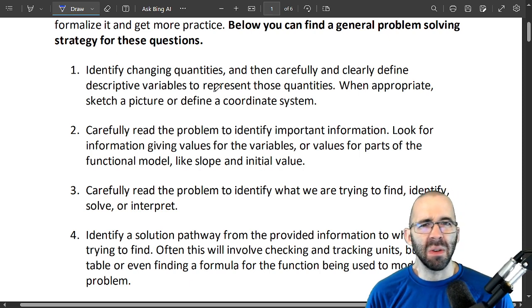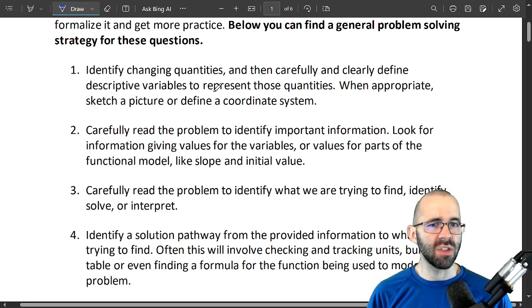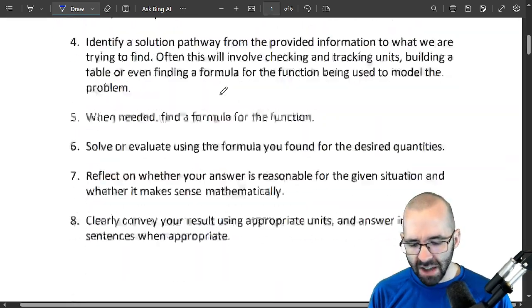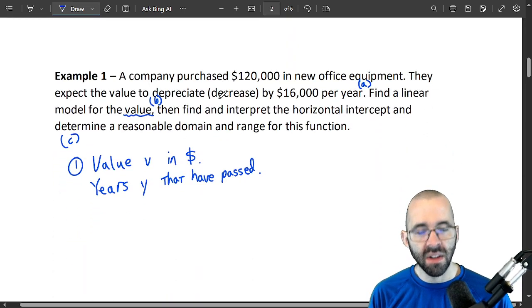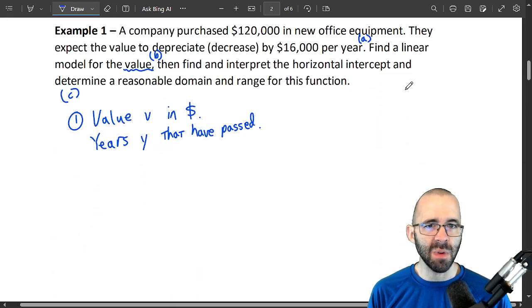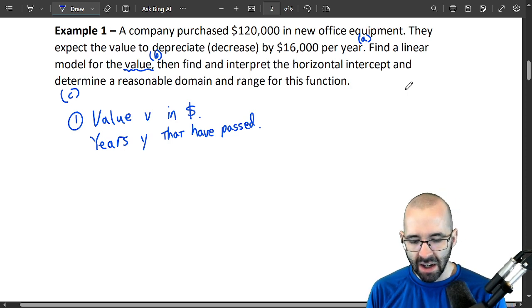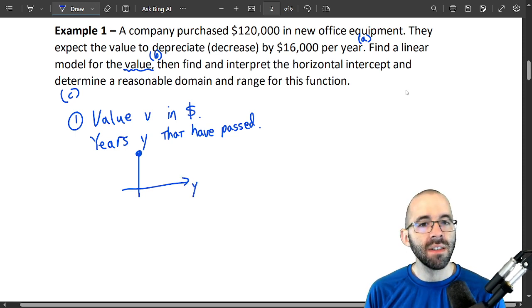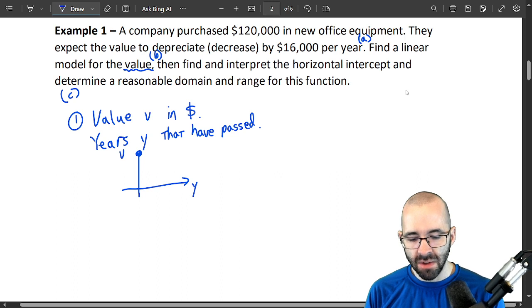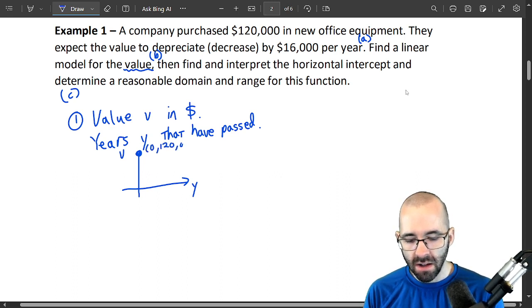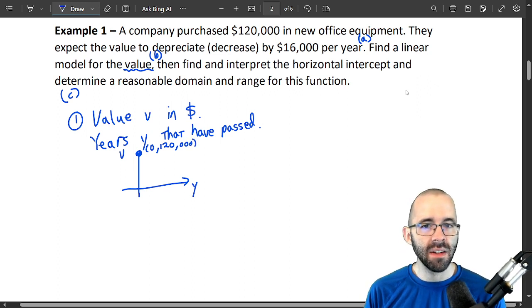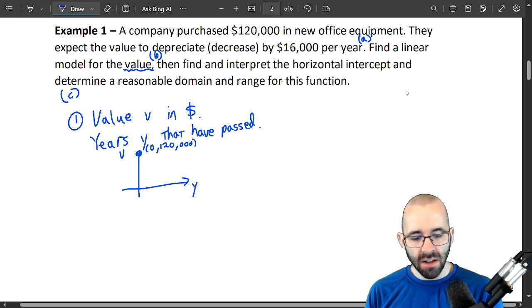I don't think a picture or a graph is really going to help just yet. A graph actually could kind of be useful though, right? Yeah, we could draw a little graph. We know that at the start, at year 0, the value is 120K. We're probably jumping ahead a little bit. And we know that every year this value is decreasing.